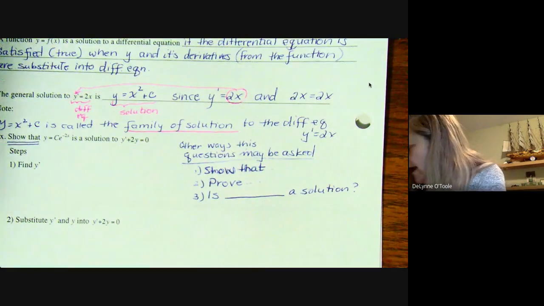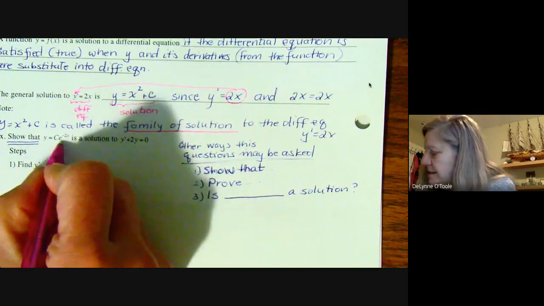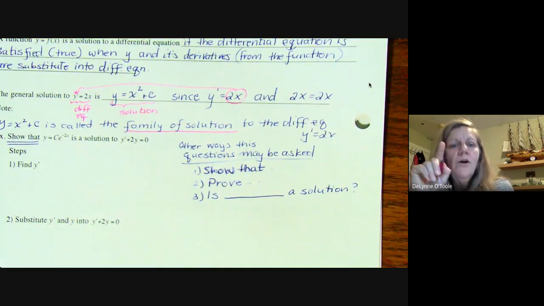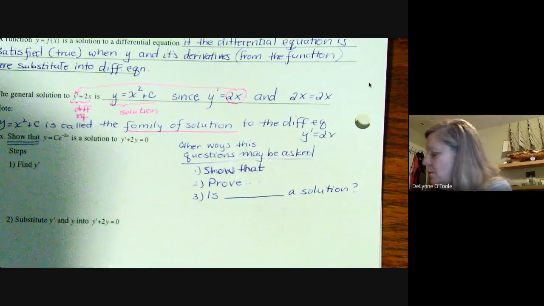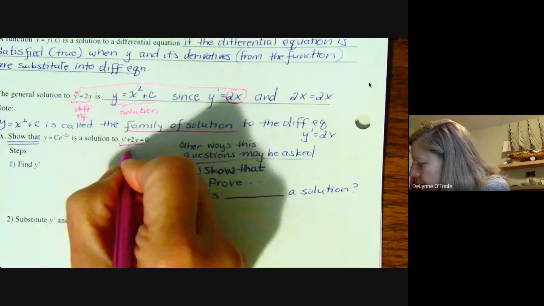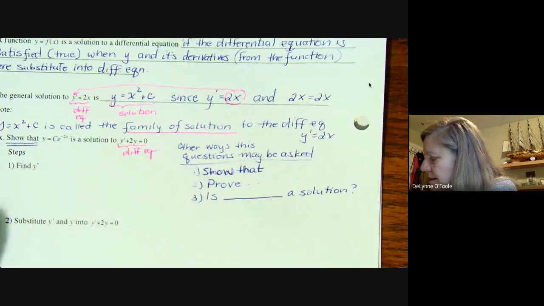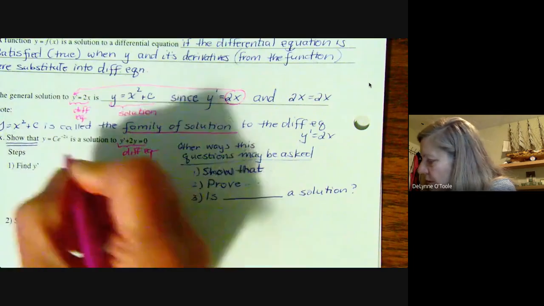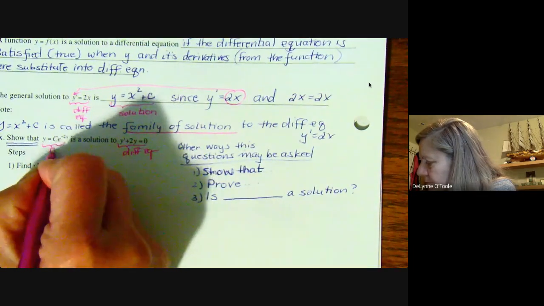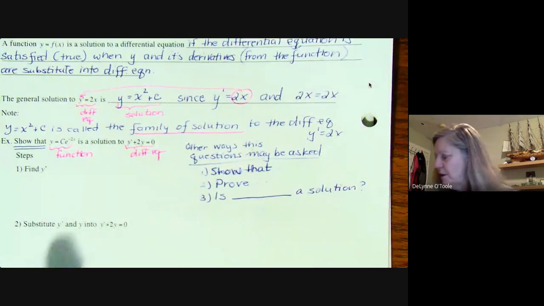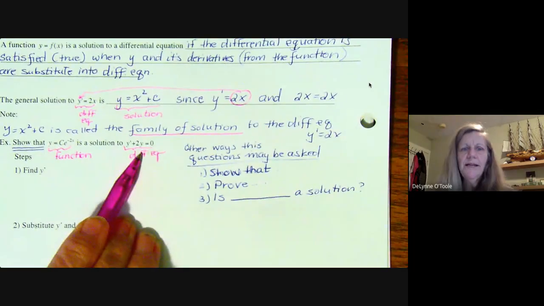All right, so our job is to show that this is a solution of this. Your first thing that you need to do is decide which of those is the differential equation. It's obvious because only one of them has a derivative in it. Okay, so this is the differential equation. And this is your function. Okay, so we're trying to show that this function is a solution to this.